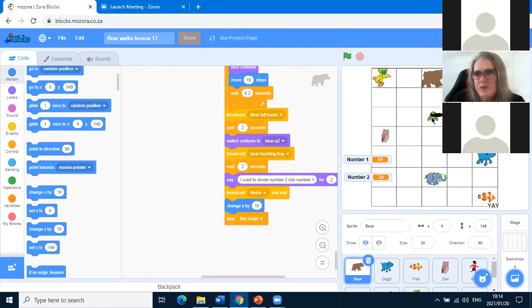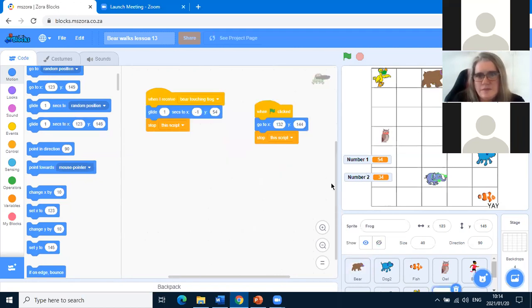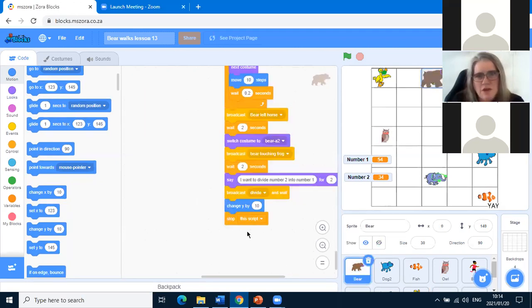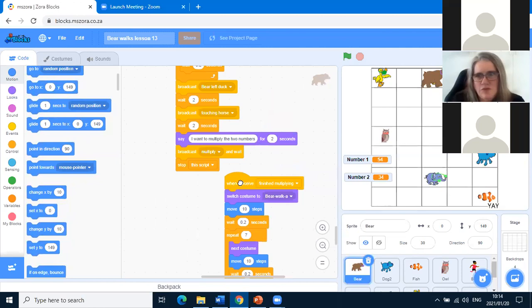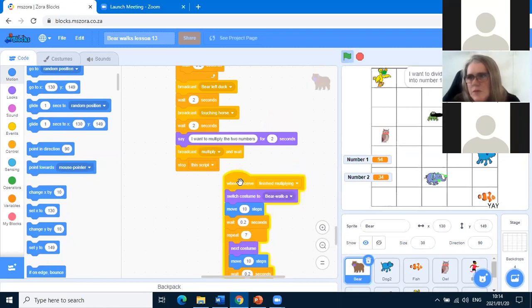So this is where we were. Let's go back to Bear. Bear is going to move. Yeah, I moved him up a bit, eh? Oh no, he's moved too far up. But anyway, if we wanted to move up, we just change the Y value.